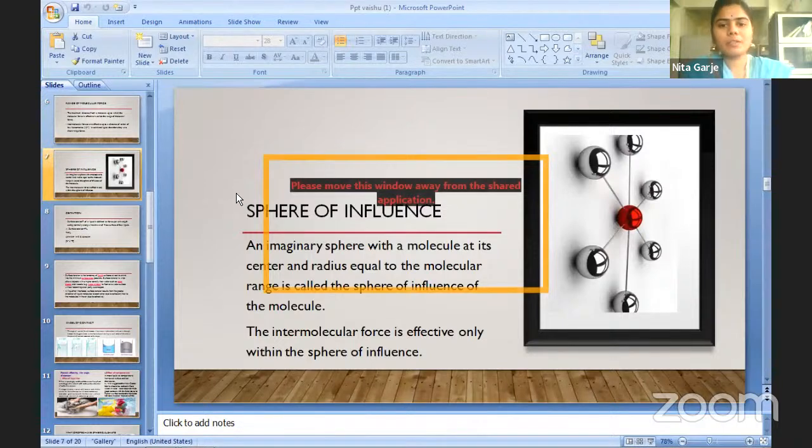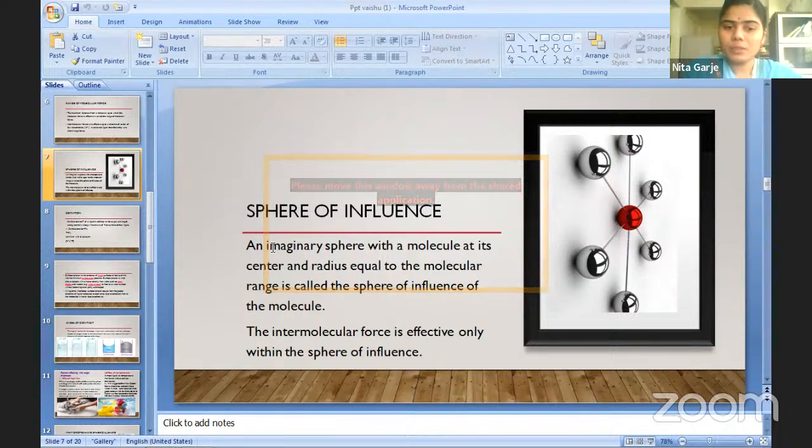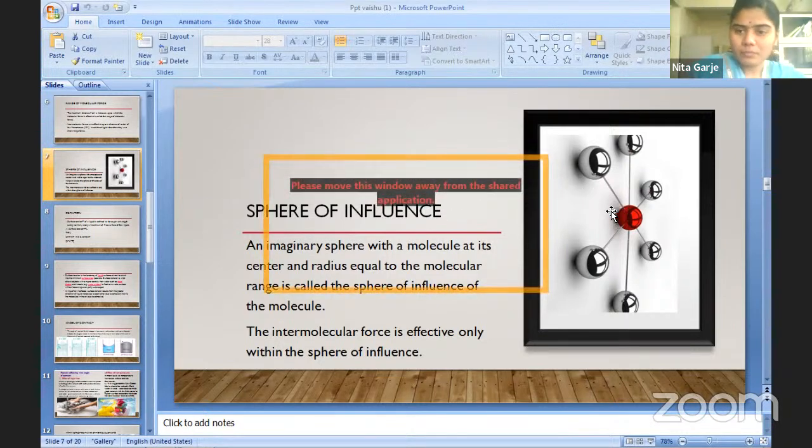Then the sphere of influence. Here we see the sphere of influence: an imaginary sphere with a molecule at its center and a radius equal to the molecular range is called the sphere of influence. The intermolecular force is effective only within the sphere of influence. Here we see one photograph where the range of influence occurs.